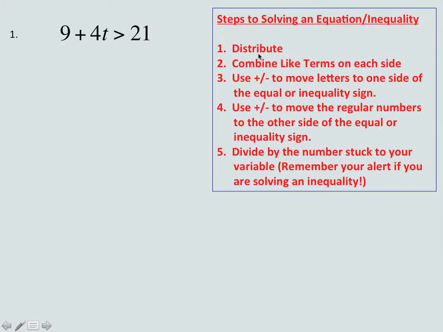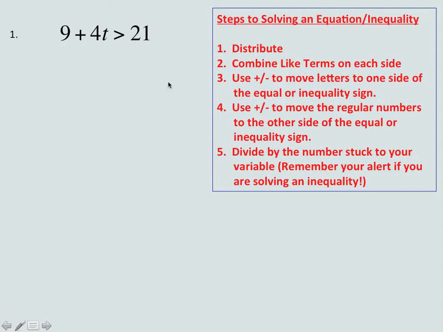I distribute first, then I combine my like terms on each side, and then I use addition and subtraction to move the letters to one side of the equal sign, or the inequality sign in this case. I use my addition or subtraction to move the regular numbers to the other side, and then I divide. Just remember when you're dealing with an inequality, you may have to flip it around if you divide by a negative. That's what I call your alert. Alert, alert. When I divide by a negative, I have to flip the sign around.